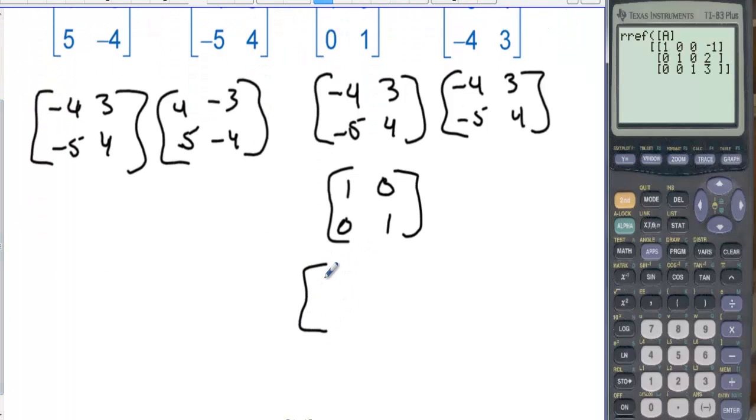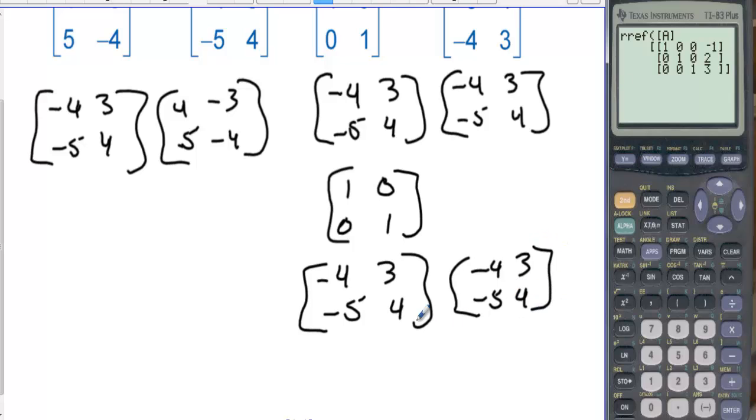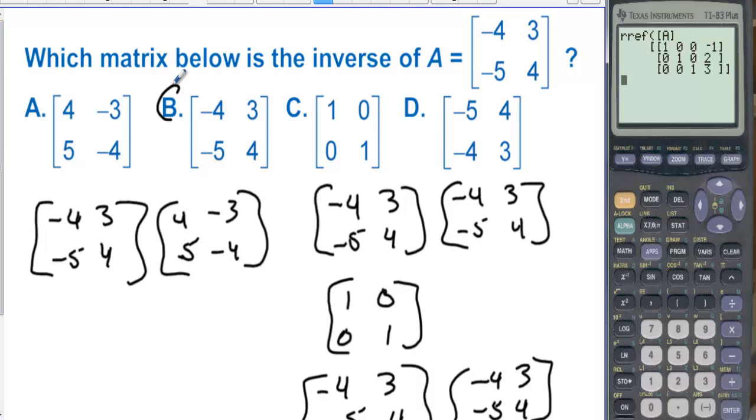But now we have to be able to go the other way and get the identity matrix also. We have negative 4, 3, negative 5, 4. We have 16 minus 15, that's 1. We have negative 12 and 12, that's 0. 20 and negative 20. And then we have negative 15 and 16 is 1. So we have a winner. Letter B is the inverse.